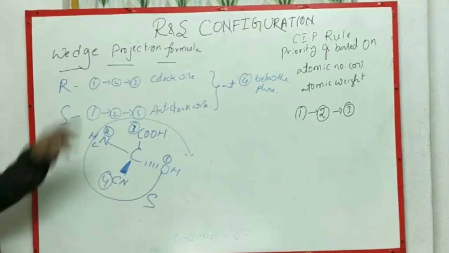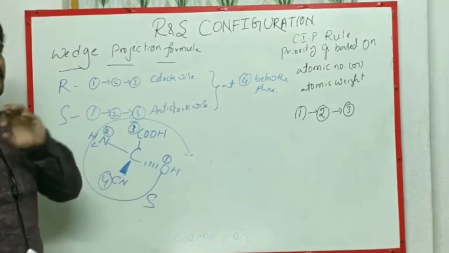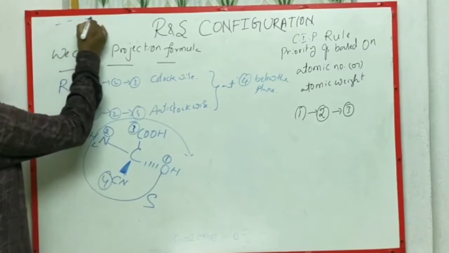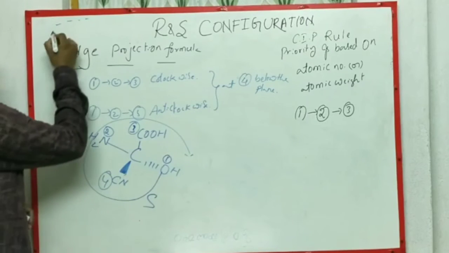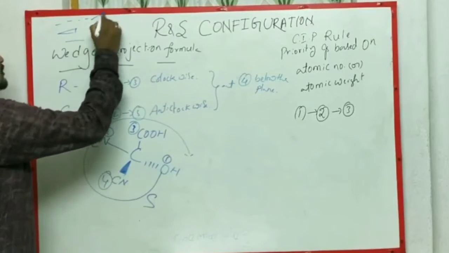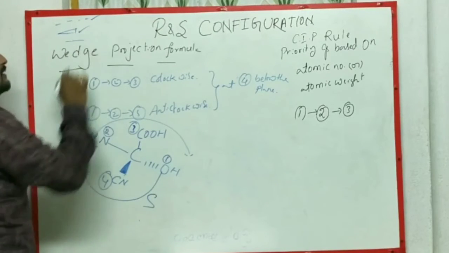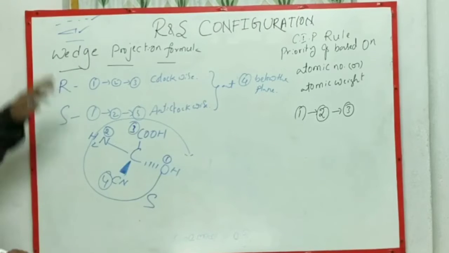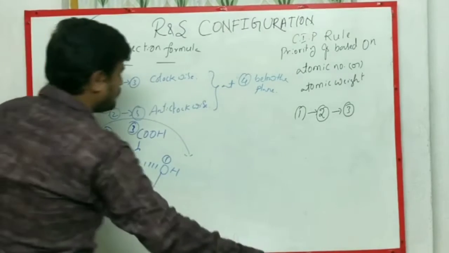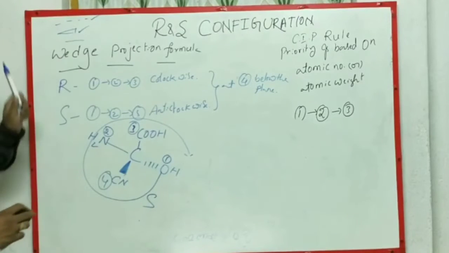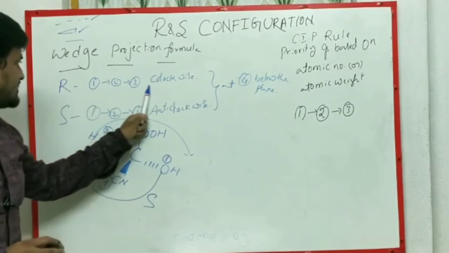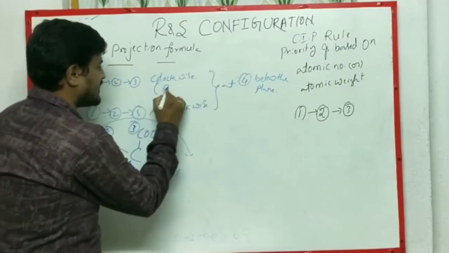In a wedge projection formula, three types of bonds exist. What are the three types? Dotted, below the plane; wedge, above the plane; and within the plane. Here we can discuss below the plane as it is, and above the plane, reverse configuration. Within the plane, what happens? Here we can take another example within the plane. Are you clear? Okay.